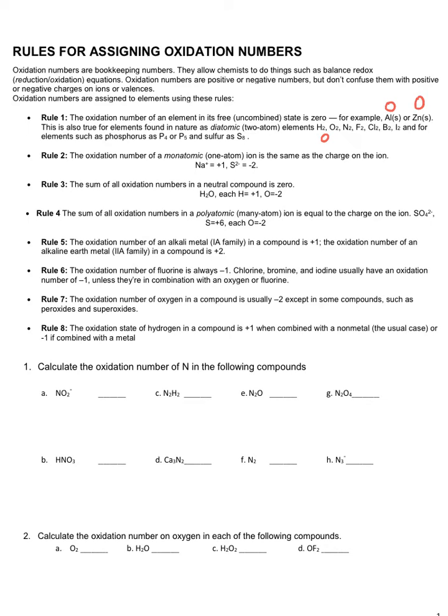It's also true for phosphorus, which can be found in nature as either P4 or P5. The oxidation number on any of those atoms in phosphorus is 0. And sulfur, as a molecular species, comes as S8. It has an oxidation number of 0.